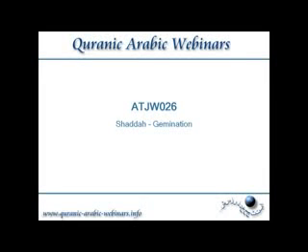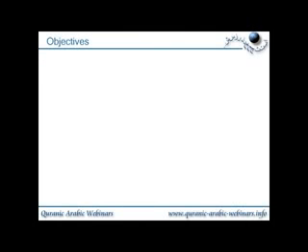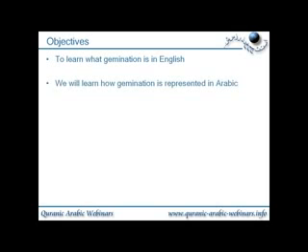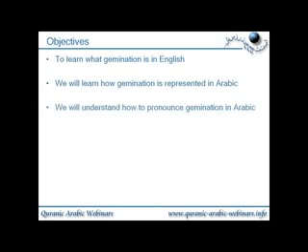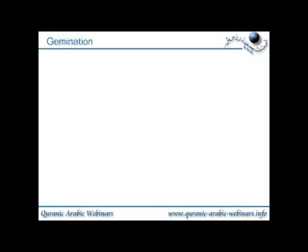Arabic webinars. This lesson is about gemination, known in Arabic as the shaddah. Objectives. We will learn what gemination is in English, so we're going to look at this concept in the English language first, so we've got a good reference point. We will then learn how it's represented in the Arabic script, and then we'll look at the actual pronunciation of gemination in Arabic.